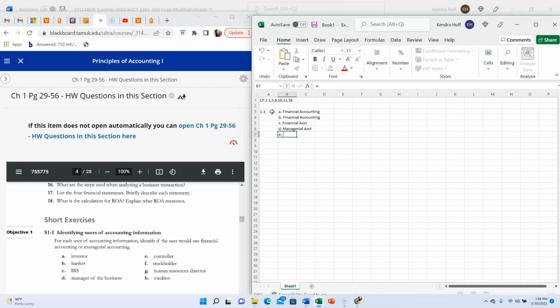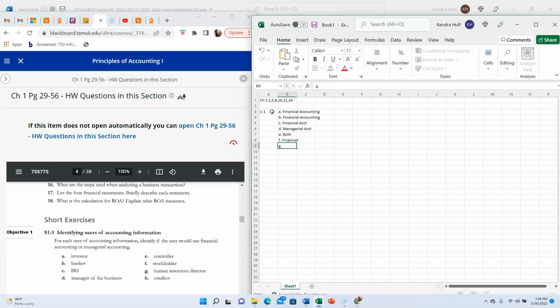The controller would probably use both. The controller is like the head of the company, and I can see them being interested in both financial and managerial. Managerial accounting is more things like how much does it cost to manufacture this product? How much can we sell it for? How much do we need to sell it for to make a profit? It's stuff like that. So F, the stockholder, is typically financial.